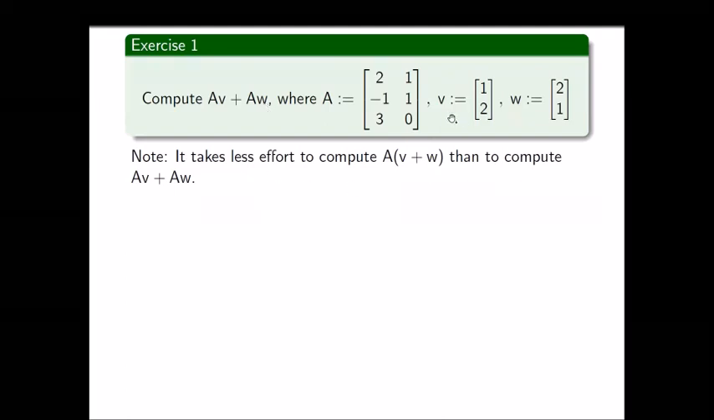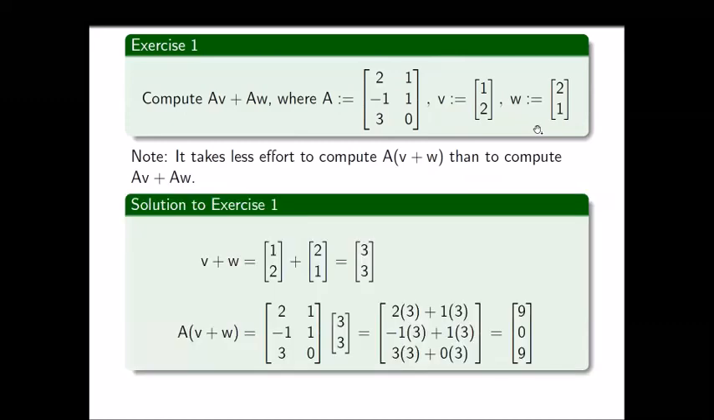However, we could just add V and W first, and then using distributivity, we could just compute A times V plus W. And we can add V and W together because they have the same size. So we do that. We first add V and W, we get 3, 3, and then we multiply the matrix A on the left to our resultant vector V plus W.